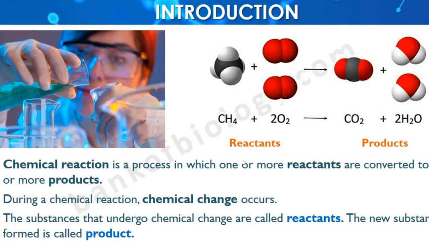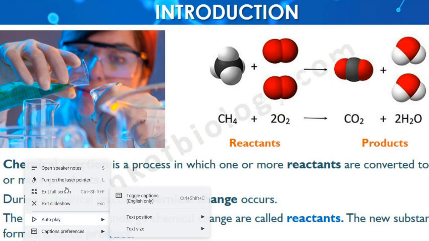So as you can see, what is the meaning of chemical reaction? The chemical reaction is the breaking down of the bonds in the reactants and producing new bonds in the products.